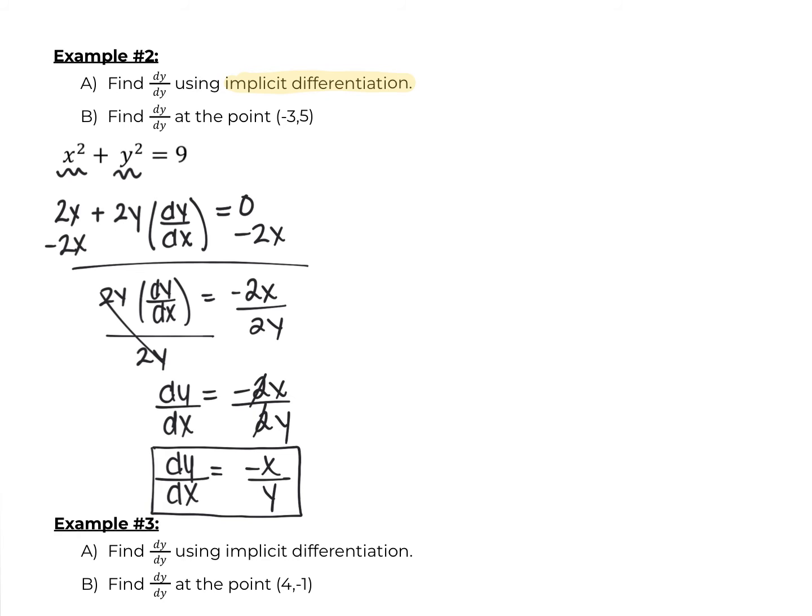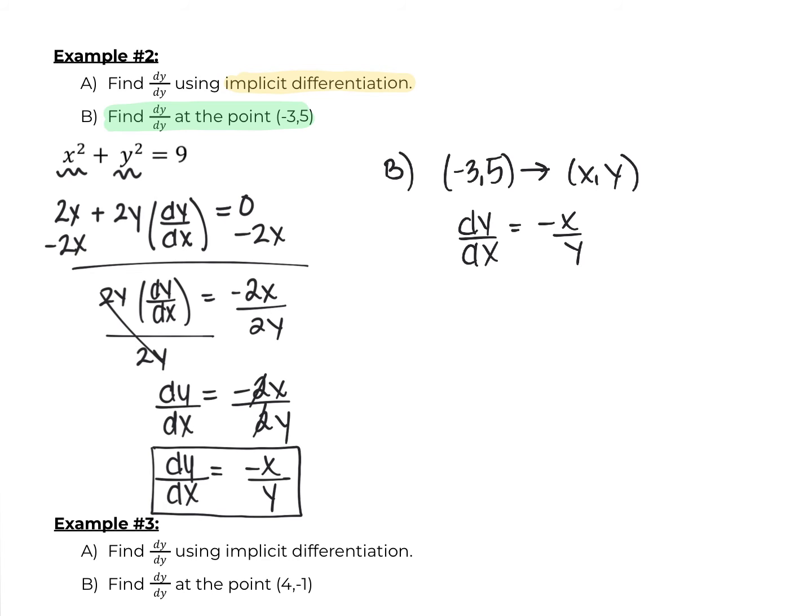So part B is asking now to find dy over dx, find the derivative at this point. So for part B, all we have to do is plug this point, negative 3, 5, in for x and y in our derivative. So dy over dx, the derivative, is negative x over y. So since my x is negative 3, it's negative 3 over my y, which is 5. So positive 3/5 is my dy over dx at this point.